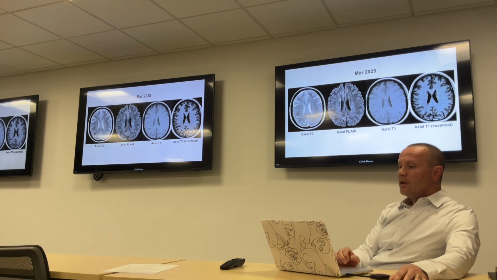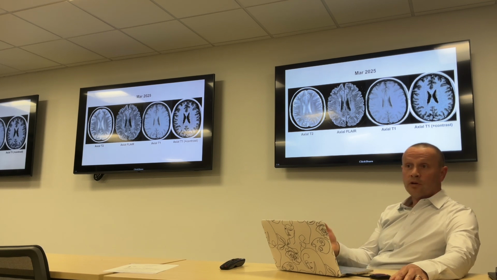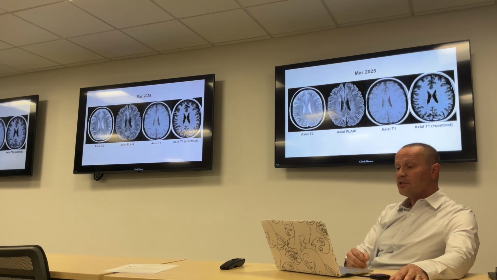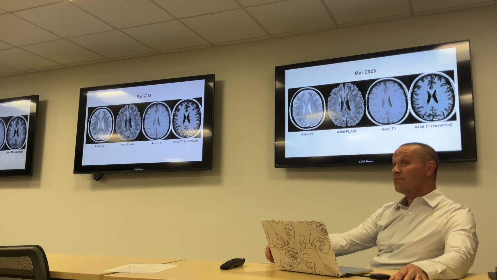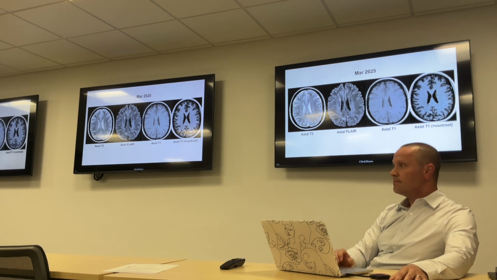But we use contrast for MS. We also use it for lots of other things too. Tumors enhance, blood vessels have blood in them, so they enhance as well. So contrast basically follows blood, and blood follows inflammation and other things.